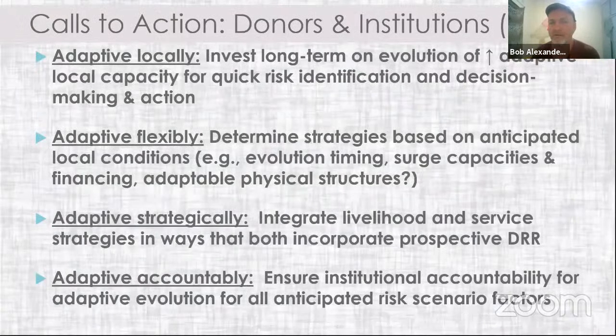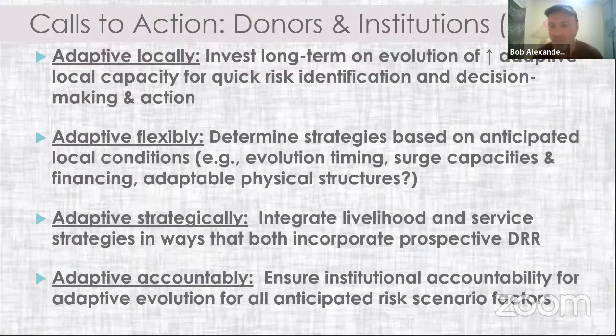In summary, rather than conclusions, I put it as calls to action, types of things that need to be done by the institutions and by us. Needing to focus on being more adaptive locally, looking at not silver bullet solutions, but investing long-term. It's a big problem with the UN agencies, with the donors, is that we don't have long-term funding. And we've been arguing about this forever.